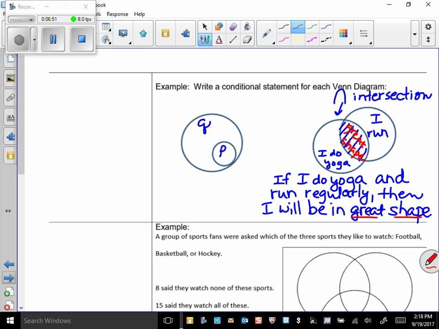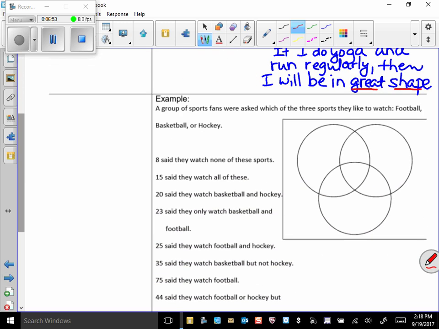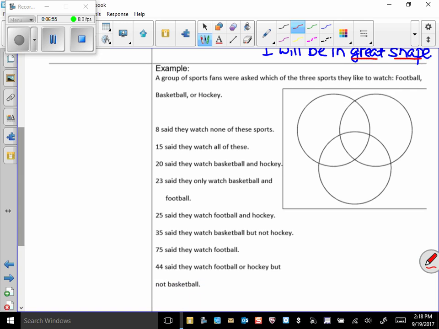Now, let's do the fun type, and we're going to have lots of practice in class tomorrow, but let's do this one here that's got 3 circles. So what do we got here? We got a group of sports fans who were asked which of these 3 sports they like to watch. Football. You should label yours the same way I do, so it's much easier to check if we have all our circles labeled the same way. Football, basketball, and we'll put hockey down here.